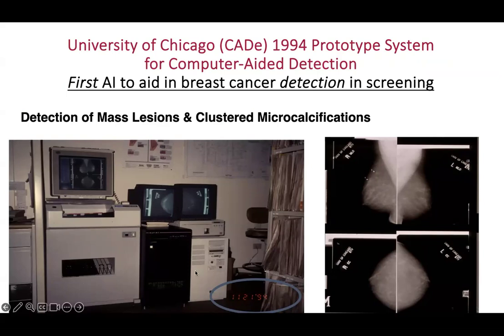You can see it's quite large. Here on the left, we have the film digitizer. Back then, we still had film. Storage system, computer, printout of the results. And here, you can see the timestamp.